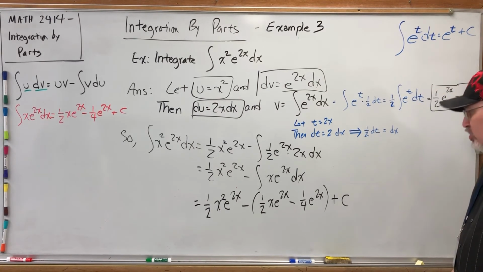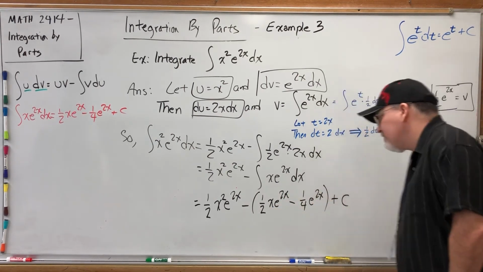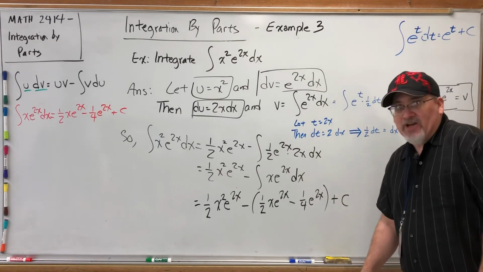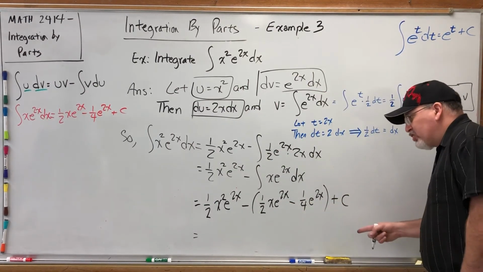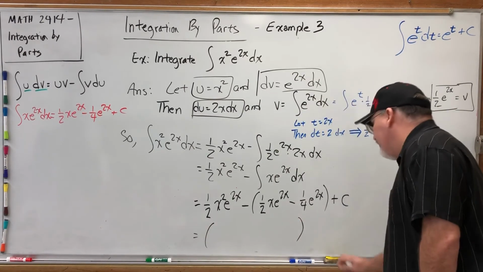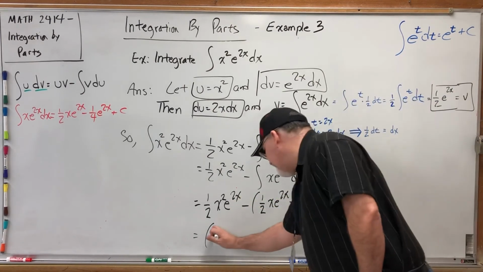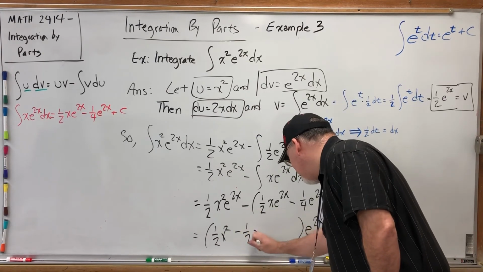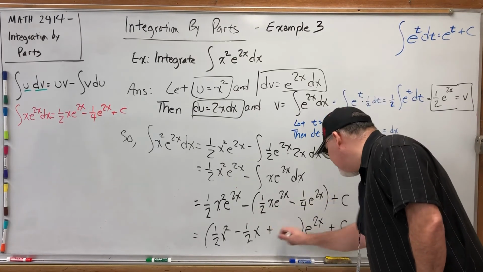Really the only thing we should do is distribute this negative, which will keep this term negative, but make this one positive. But if you want to push it one small step further, all of these have e to the 2x as a common factor. So I'm going to do two things to get this final answer. Number one is distribute the negative, and remember this will become a plus. But at the same time, I'm going to factor out their common factor of e to the 2x. That would leave 1/2 x squared minus 1/2 x. And remember, this will become positive upon distributing the negative sign, positive 1/4.